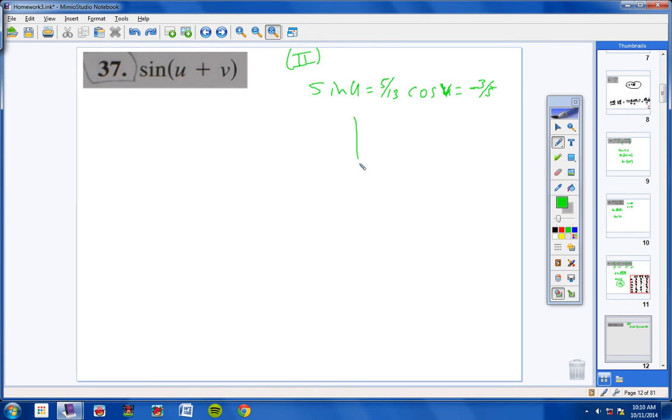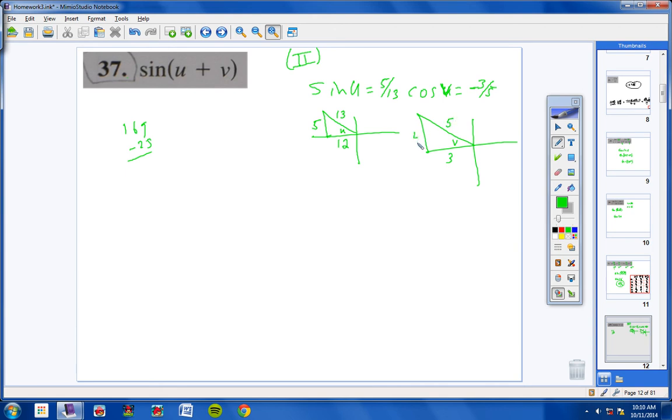Here's angle u, and we have opposite over hypotenuse, and 169 minus 25 would be 144, so this would be 12 right here. And then for v, we come over here, we have cosine of v, here's v right here, adjacent over hypotenuse, and using Pythagorean's theorem, this would be 4.